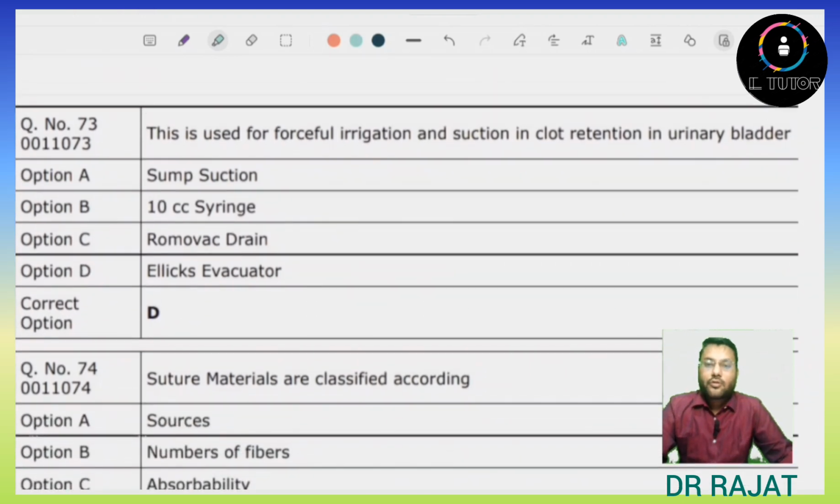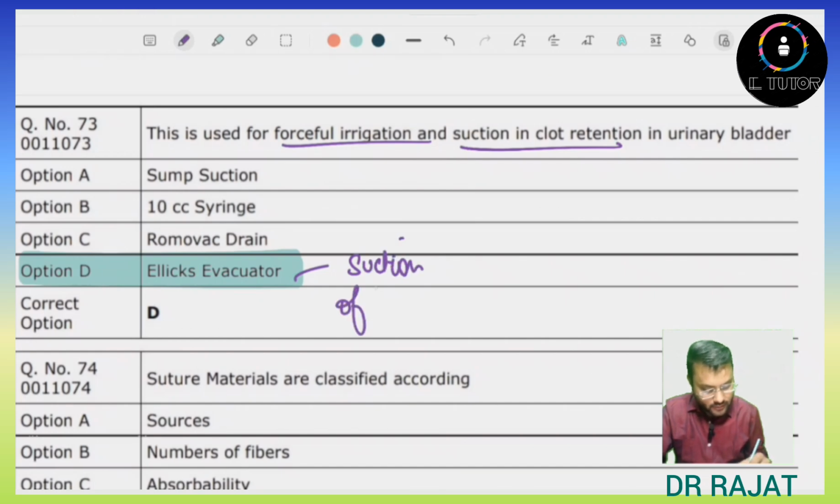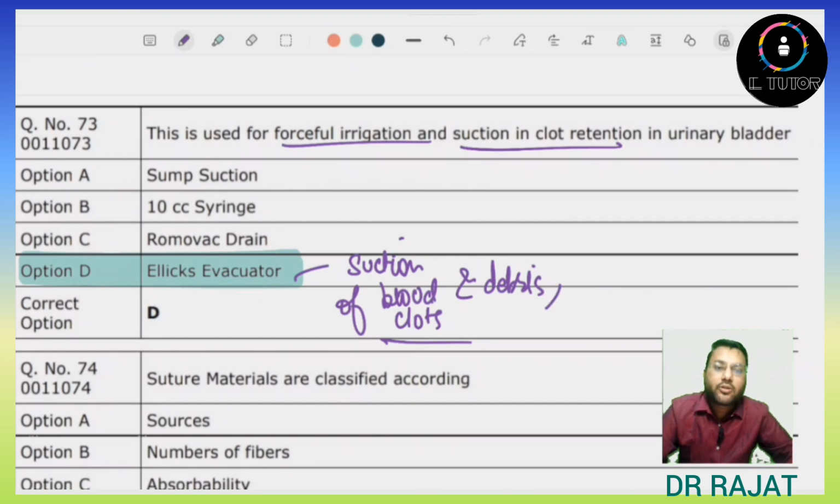This is used for forceful irrigation and suction in clot retention in urinary bladder. So they are asking for the forceful irrigation and suction in the clot retention. So answer here will be Ellik evacuator, because Ellik evacuator is mainly used for the suction of blood clots and debris. So it is used mainly for the urological procedures.